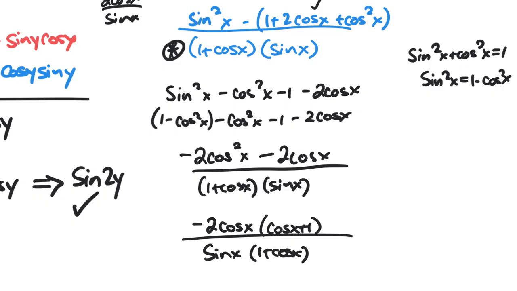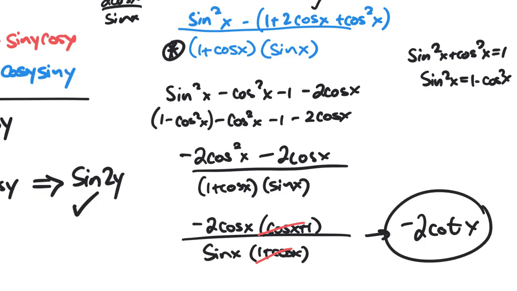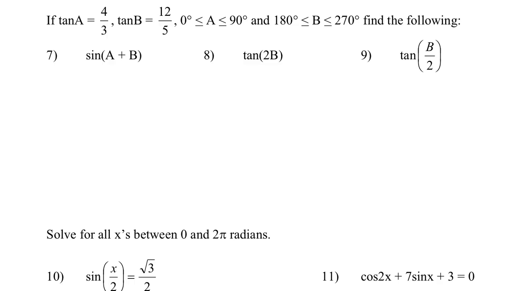Now I have cosine x plus 1 with 1 plus cosine x. I can cancel those. I can see that what remains is negative 2 cosine x over sine x, which is the same as negative 2 cotangent x. That's what we're after. So that's our first of 3. Stay tuned for sections 2 and 3. All right, guys, so this is going to be part 2 of our 3-part series working through our review.